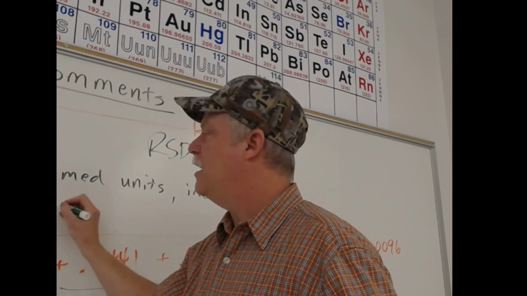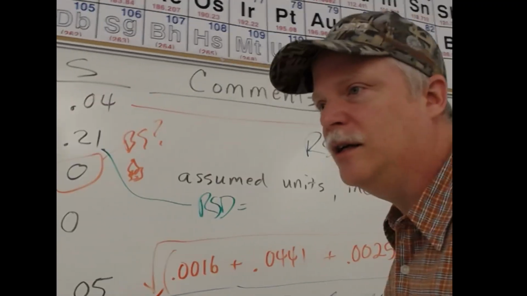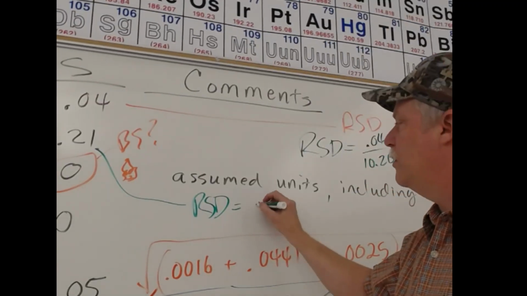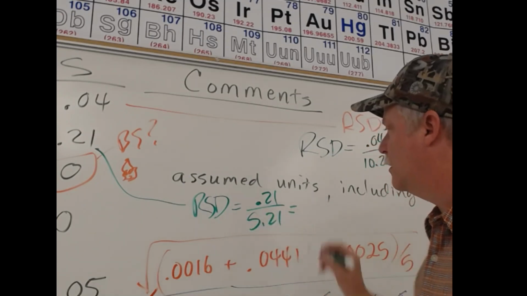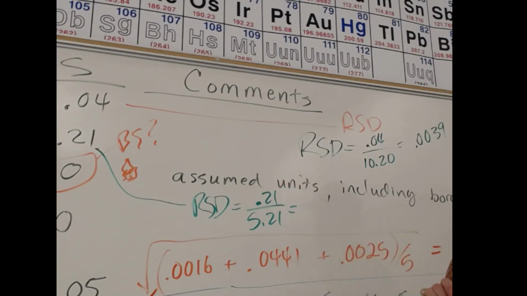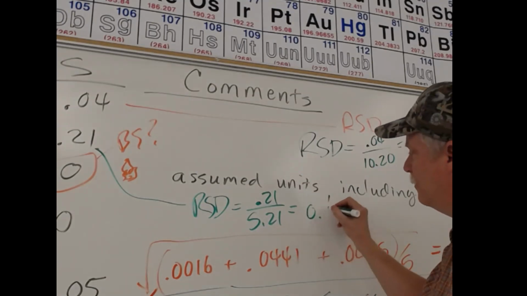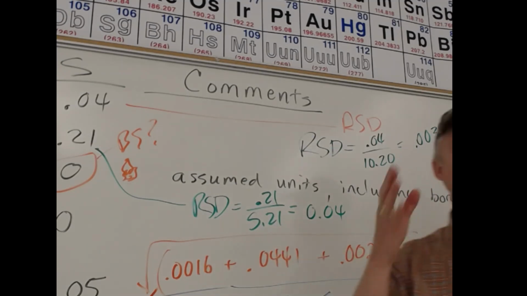So RSD here, we're almost out of time, I realize. So 0.21 over 5.21. See, I can look at that and say 2 parts out of 50 or 1 part out of 25. 0.04. So your relative standard deviations give you an idea of precision.